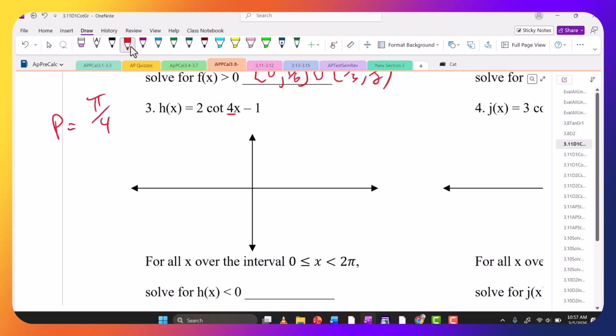So the period is pi over 4, but it's a cotan. We love cotan. But what happens to this cotan? What happened with this minus 1? What does that do to the graph? Sucks it down 1, right? So I need a new negative 1 value here. But then this 2 is a multiplier. So I go 2 up from this, 1, 2, and I mark 1 as a critical value, and 2 down from this, negative 3 as a critical value.